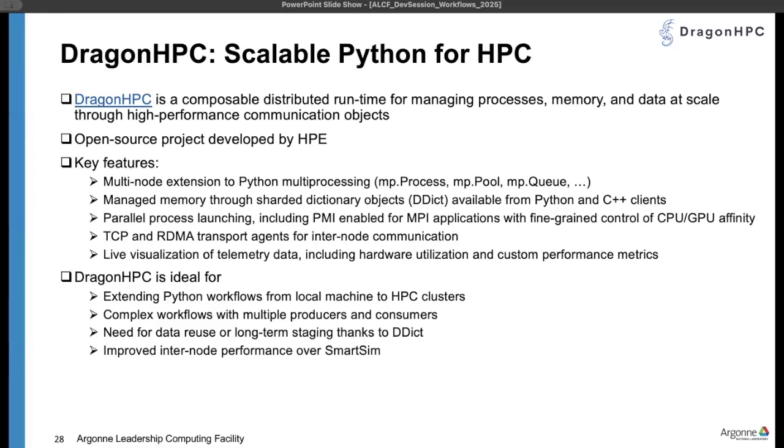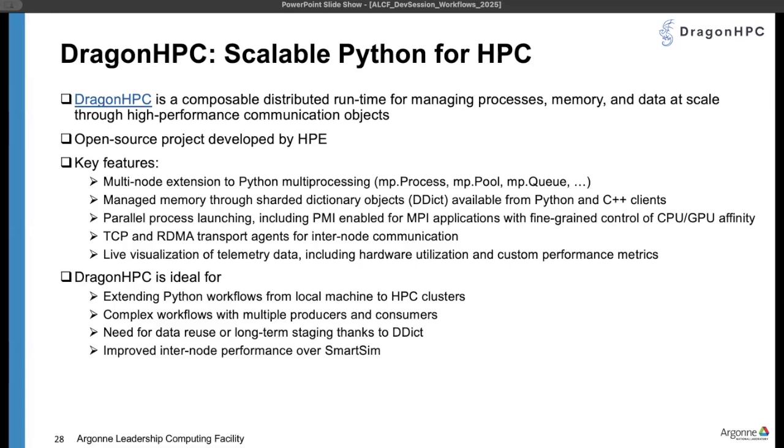So with this initial description, I would say Dragon is really ideal for extending Python workflows from local machines to HPC clusters. In some cases, you can actually do that by changing just a couple lines of code. It is still very adequate for complex workflows like SmartSim with multiple producers or consumers because of this distributed dictionary. And so similarly, it can provide support for the data reuse or long-term staging.